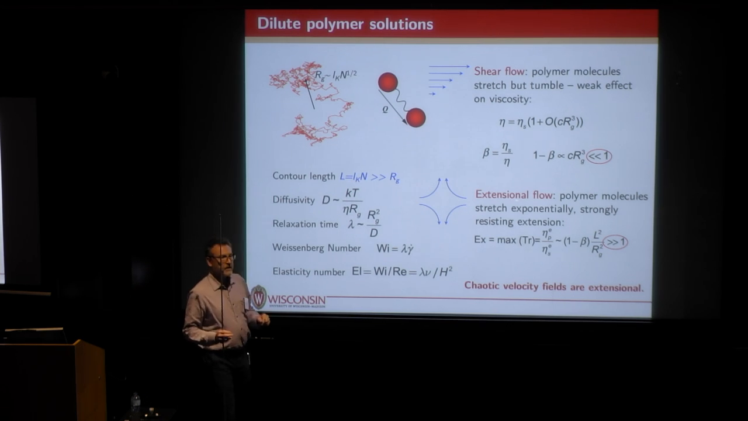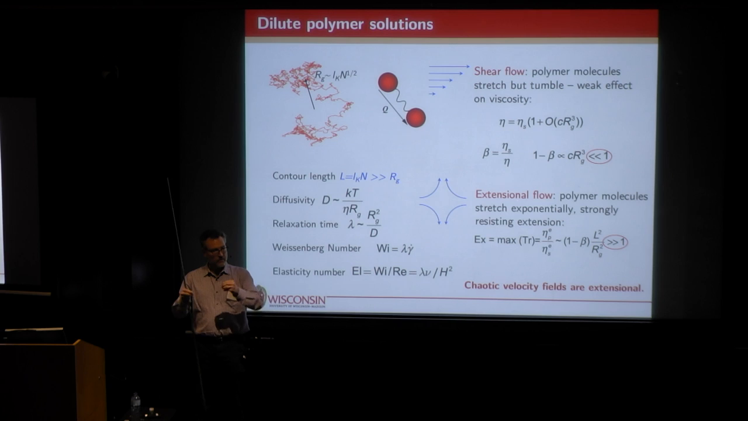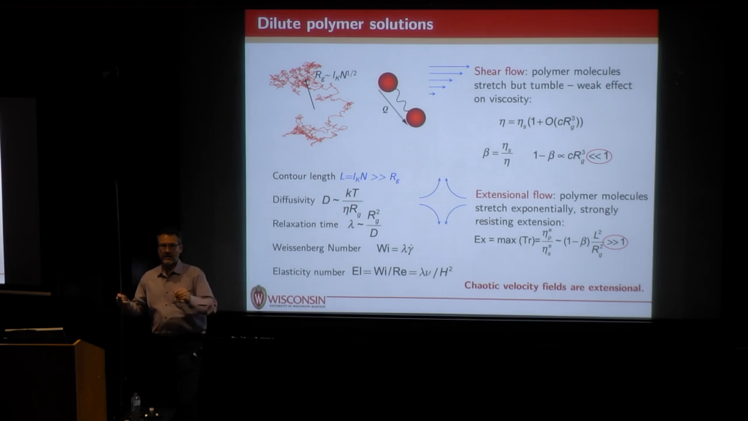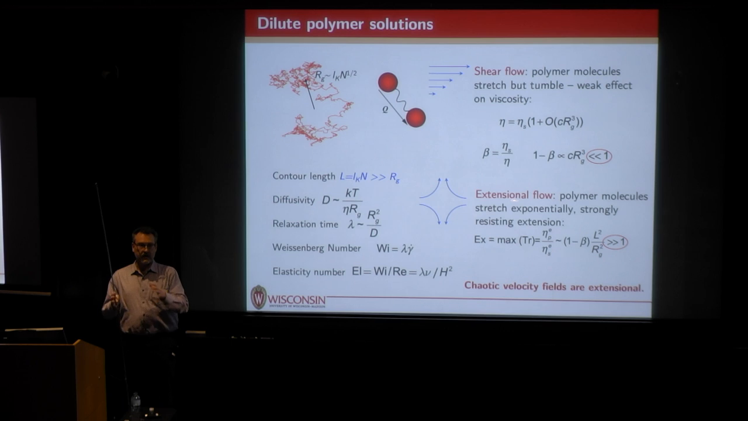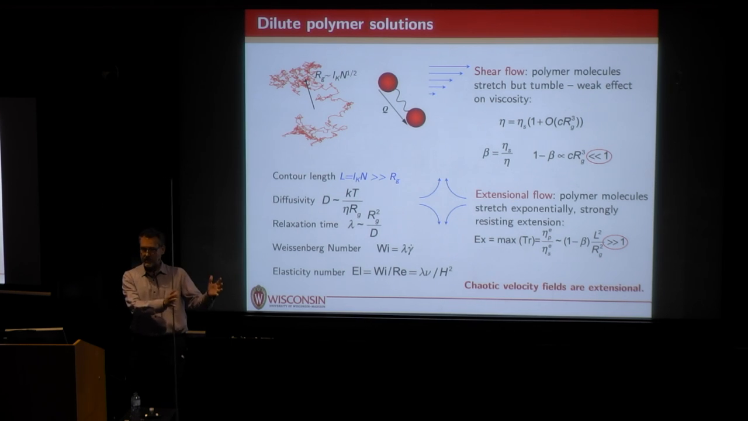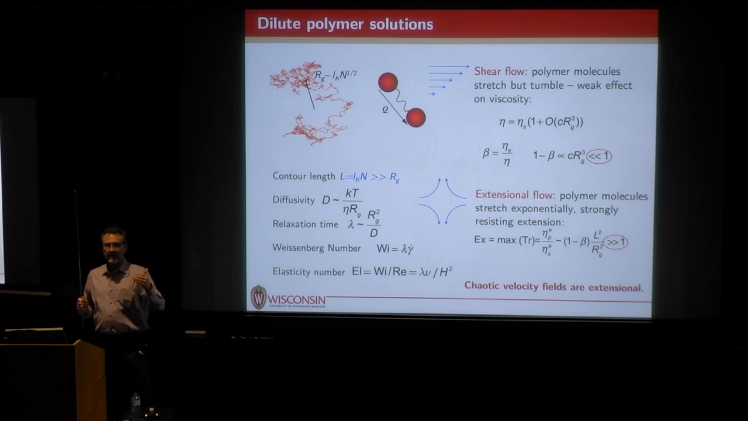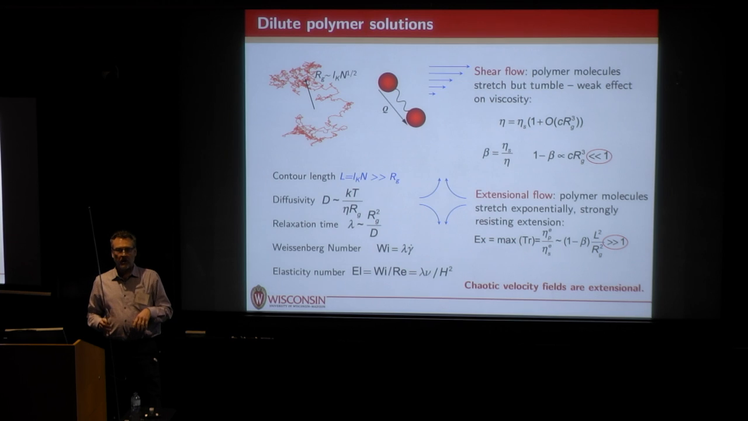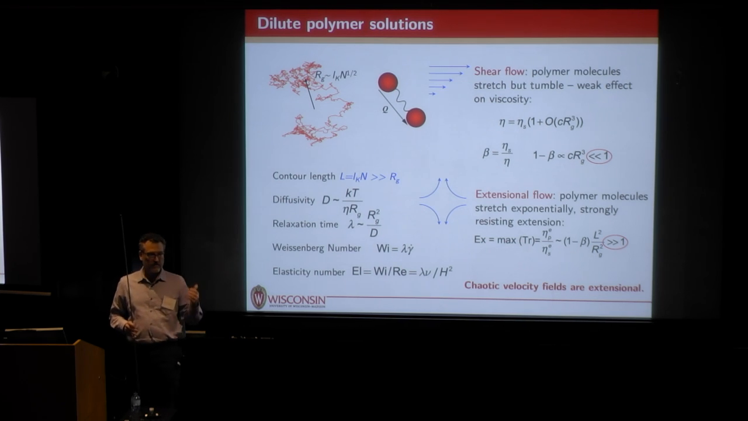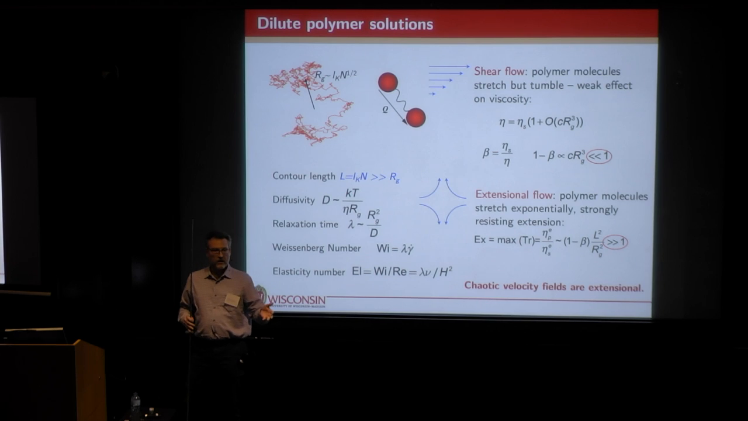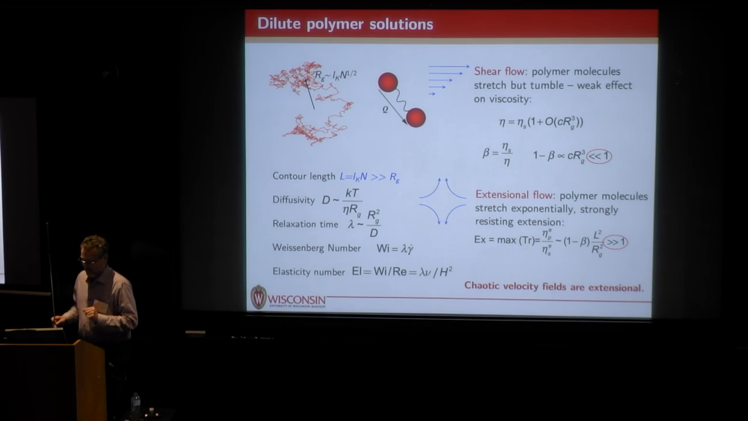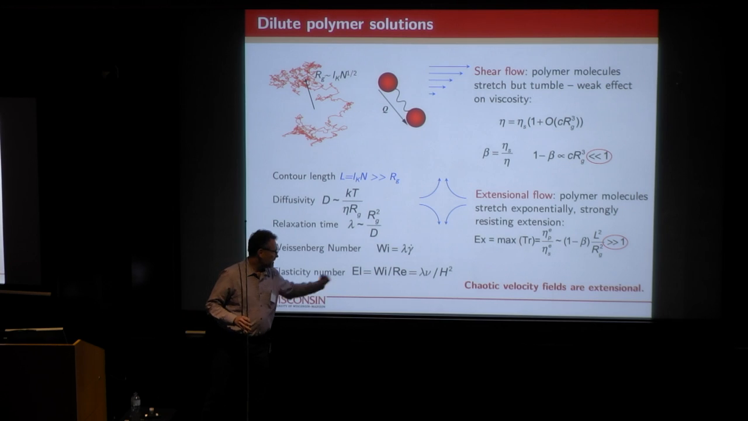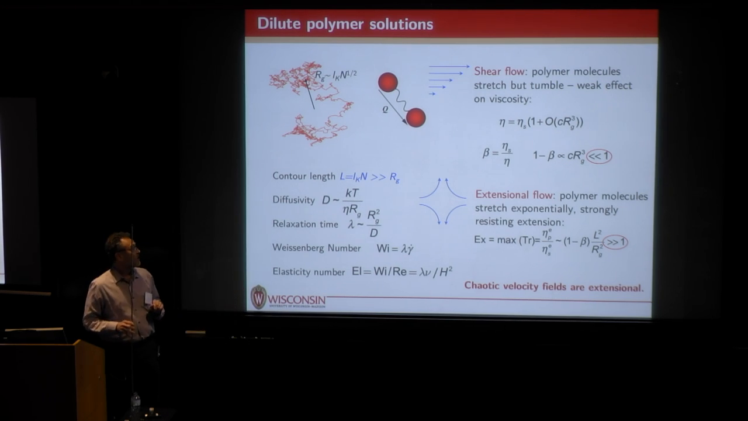All right, and then you can think about a relaxation time for that polymer molecule. If you stretch it out, it's going to take some time to relax. And that time scale, roughly speaking, goes as the amount of time it takes for that polymer molecule to diffuse its own size. So there's a relaxation time for the molecule, which we're going to call lambda. And there's a non-dimensional group that comes out in every flow problem involving polymer solutions, and that's the Weissenberg number, which is the product of a relaxation time and some characteristic strain rate in the flow. A related quantity, the elasticity number, is the Weissenberg number divided by the Reynolds number.